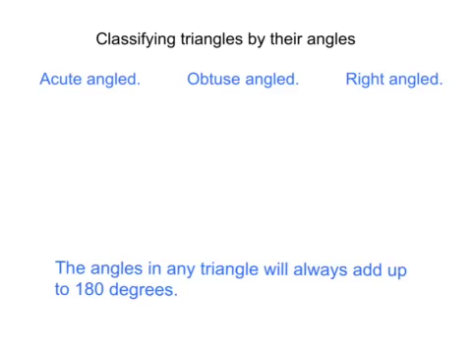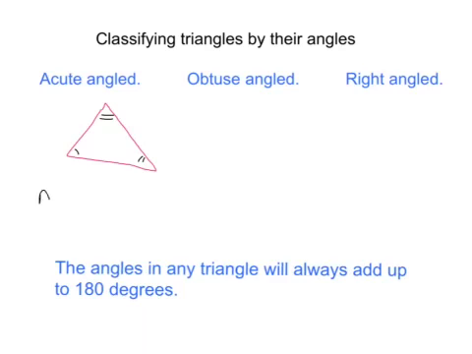Another way of classifying triangles is according to their angles. We've learned a bit about angles already, so we know an acute angle, for example, is an angle that's less than 90 degrees. An obtuse angle is between 90 and 180, and a right angle is a 90-degree angle. So we can name triangles according to those features. For example, an acute angled triangle has all acute angles. So we don't really care about the sides so much here, just that all of those angles are less than 90 degrees.